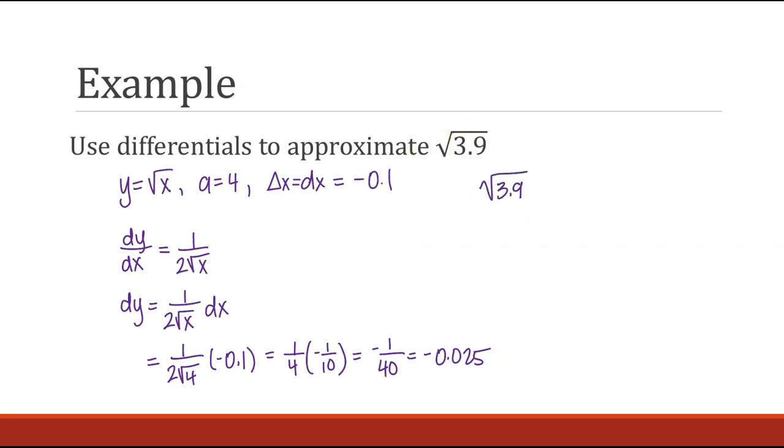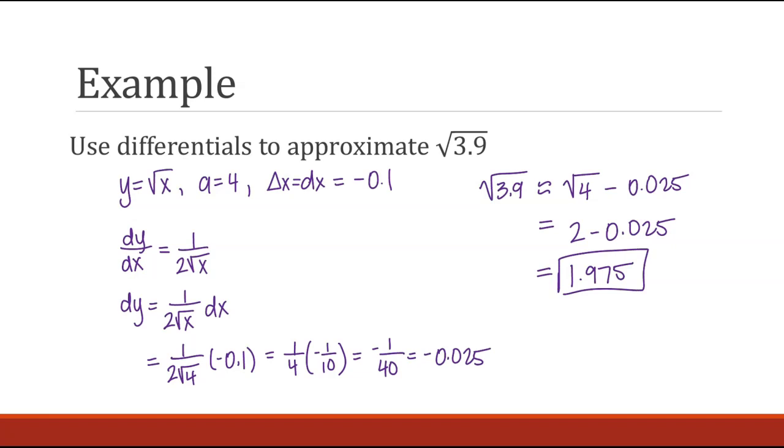So the square root of 3.9 then is approximately, right, the square root of 4 minus 0.025, minus that differential. Well, the square root of 4, right, is 2 minus 0.025. So there's that 1.975 value that we found from the linear approximation previously, right? So it is two different ways of accomplishing the same thing, and they're really not that different. The only thing that's sort of different is the notation.